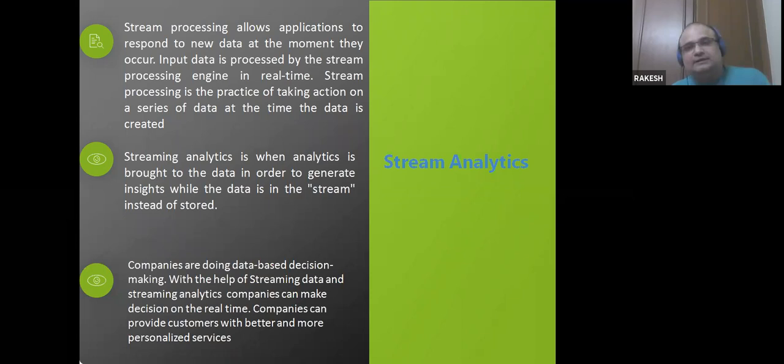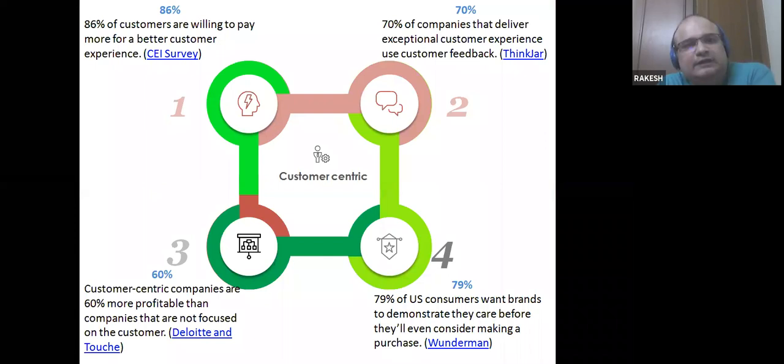Azure, Amazon, Google, IBM Cloud, every provider is providing lots of data. So how to use the data properly is also very important. A CEI survey tells that 86% of customers, 80% are willing to pay more for a better customer experience.